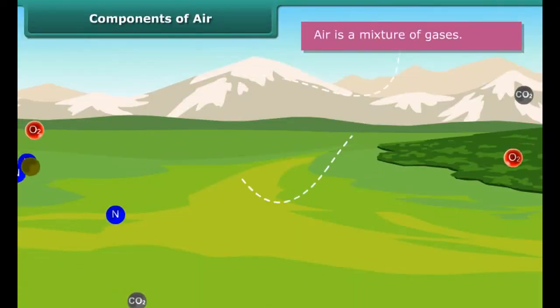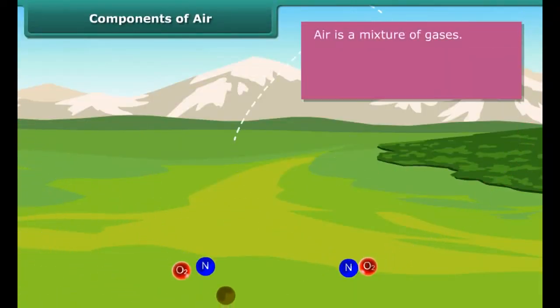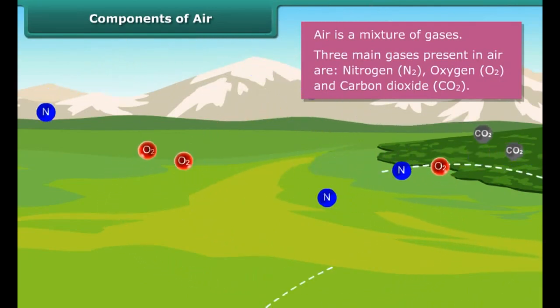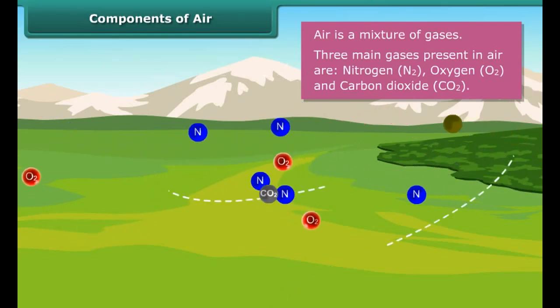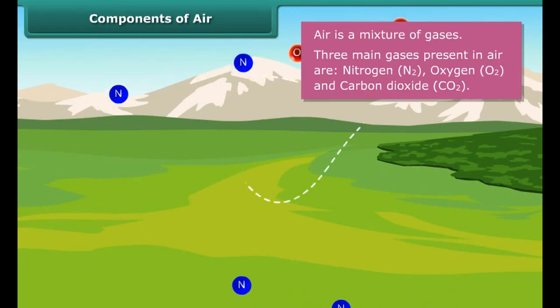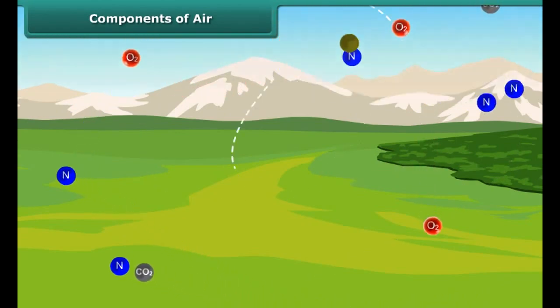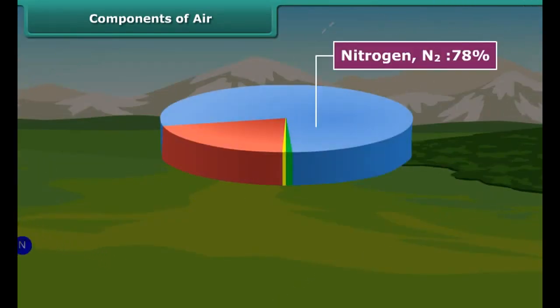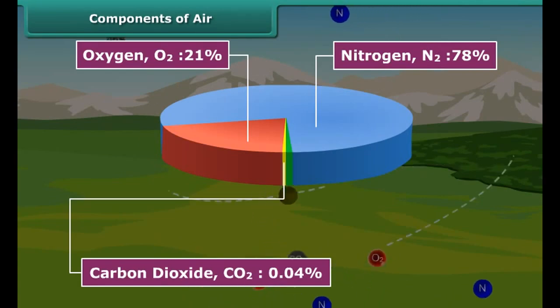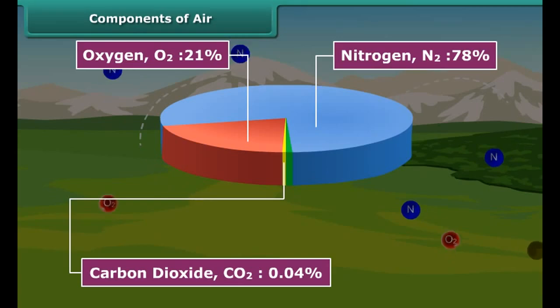Air is a mixture of gases. 3 main gases present in air are nitrogen, N, oxygen, O, and carbon dioxide, CO2. Nitrogen forms 78%, oxygen 21%, and carbon dioxide 0.04% of the air.